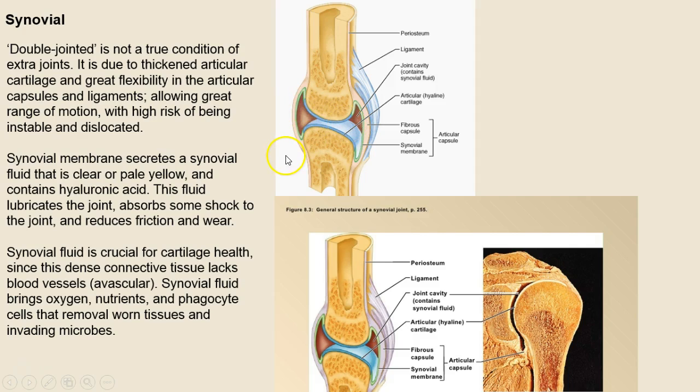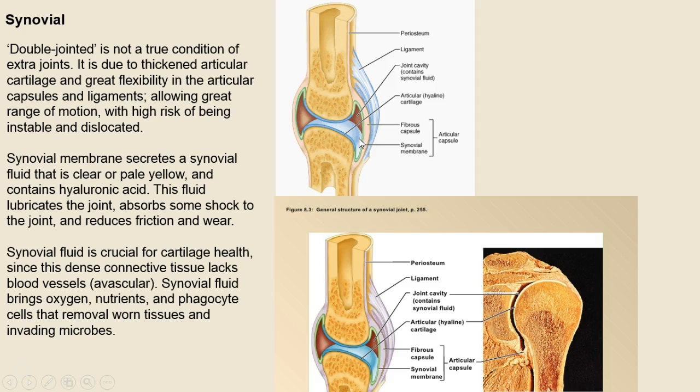On to synovial fluid. I like synovial fluid. It's like the consistency of motor oil, except it's clear or pale yellow. It contains hyaluronic acid that lubricates the joint, absorbs shock, and it's going to reduce friction and wear. Because can you imagine these joints, how many steps you take in a day? And if that articular cartilage was directly in contact, we'd have problems. But we have this fluid, this pressure in there.